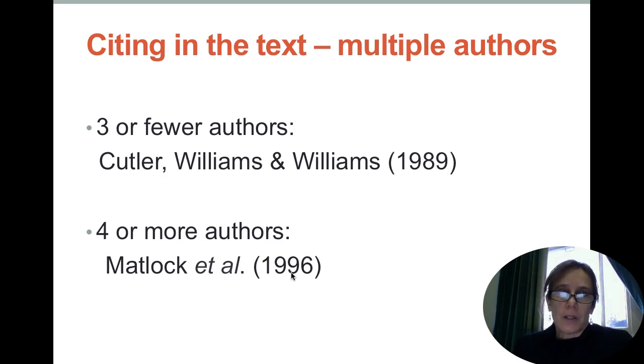Citing in the text, just going back to this thing about authors: with 3 or fewer authors, or 2 authors, you can just write out Cutler, Williams and Williams, or Williams and Williams. But if there's more than 4, it tends to be presented like this: Matlock et al. So et al. means 'and the rest', something like that.